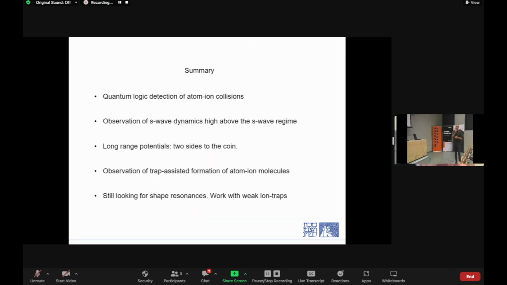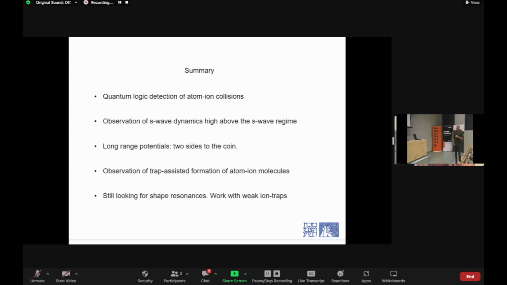So to sum up, what I've shown you here is a new technique, if you like, to use quantum logic in order to measure quantitatively atom-ion collisions. Using that method, we're able to observe S-wave dynamics high above the S-wave regime. This is really the result of the long-range character of the potential.